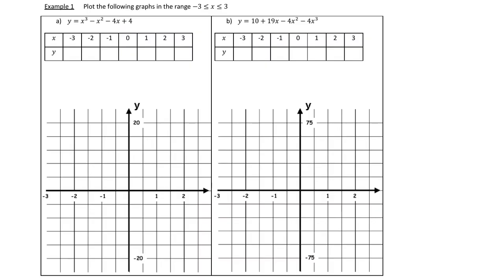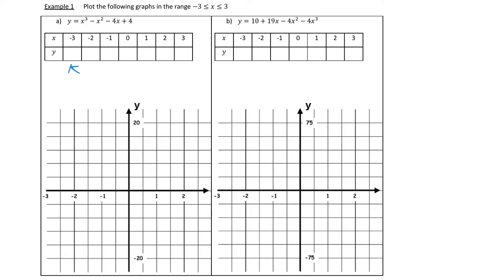We're going to look at a couple of examples where we have to plot the graph, and it says plot the following graphs in the range -3 is less than or equal to x is less than 3. Our first graph is y is equal to x cubed minus x squared minus 4x plus 4. And we have our table of values. So x ranges between -3 and +3. We're just going to do one of these, show you how you get one of your corresponding y values, and then we're just going to fill in the rest.